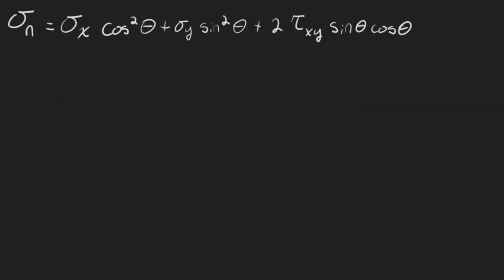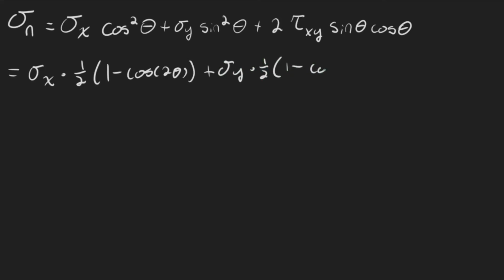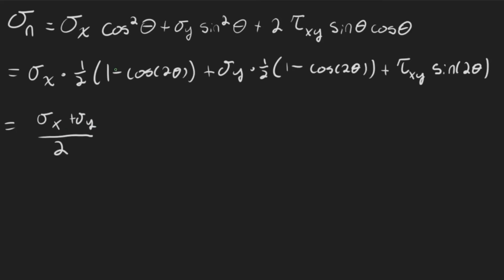And so now we can come back to where we were, and we can use those trig identities to simplify. Right, so this is going to equal sigma x times 1/2, 1 plus the cosine of 2 theta, and then we're going to have a sigma y times 1/2, 1 minus the cosine of 2 theta, and then we can replace this 2 sine theta cosine theta with a plus shear times the sine of 2 theta. And now we're going to take this half sigma x and this half sigma y and combine them. So we're going to have sigma x plus sigma y over 2. This should be a plus sign, my bad.